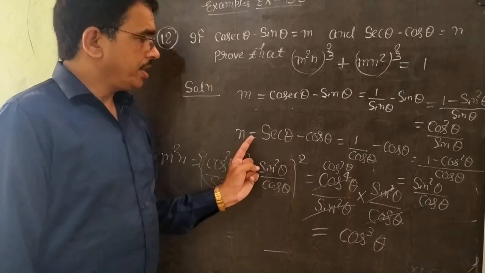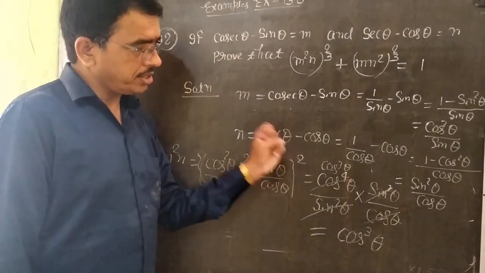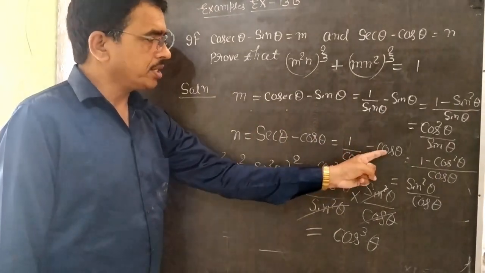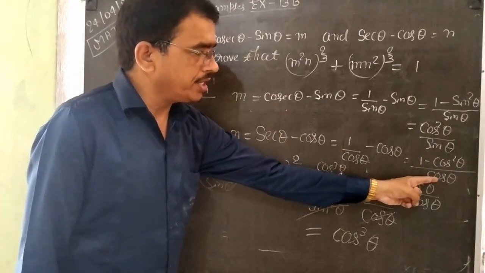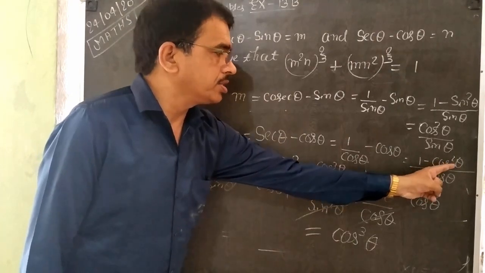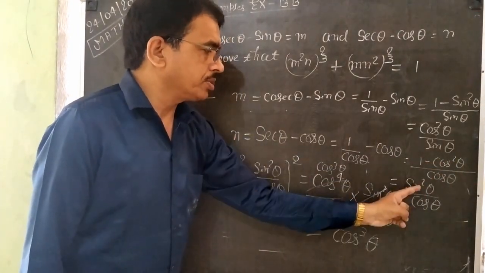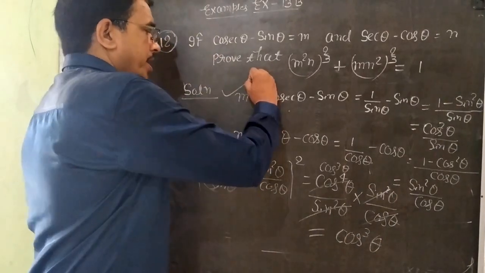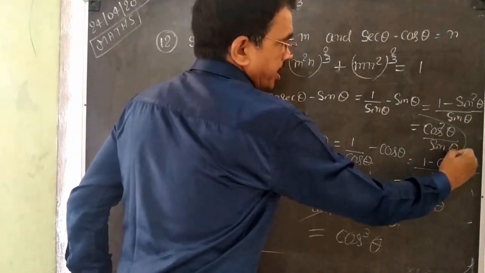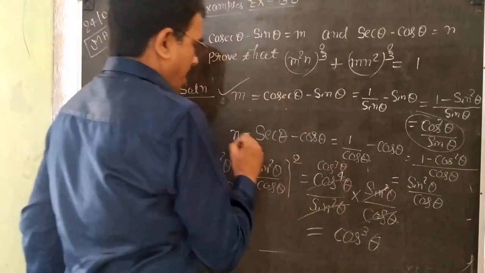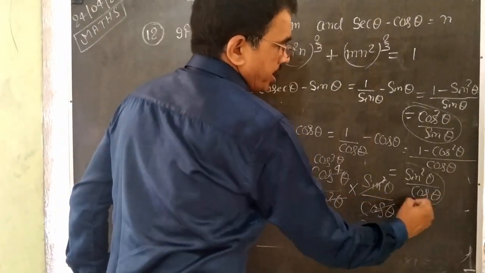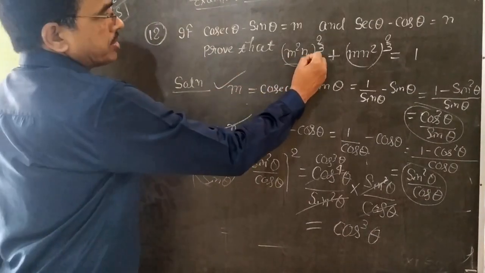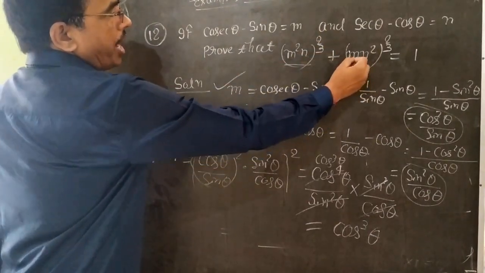Similarly, n is sec theta minus cos theta. Sec theta is 1 by cos theta minus cos theta. Again take LCM, that is cos theta, and it is 1 minus cos square theta by cos theta, and 1 minus cos square theta is sin square theta by cos theta. So student, m is equal to cos square theta by sin theta, and n is equal to sin square theta by cos theta. Now your question is m square n to the power 2 by 3 and m n square to the power 2 by 3.